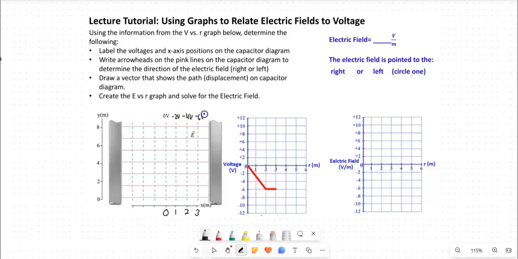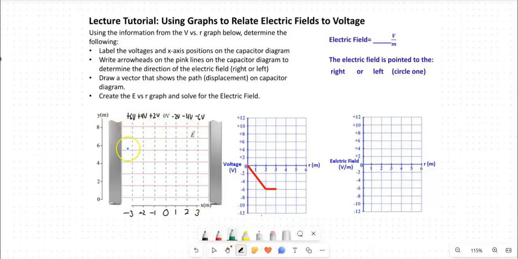and negative 6 volts. That means this has to be positive 2 volts, positive 4 volts, and positive 6 volts. And this has got to be negative 1, negative 2, and negative 3. Okay. So numbering this is important. It actually makes you think about how the problem is laid out.